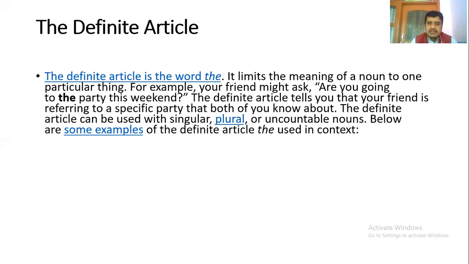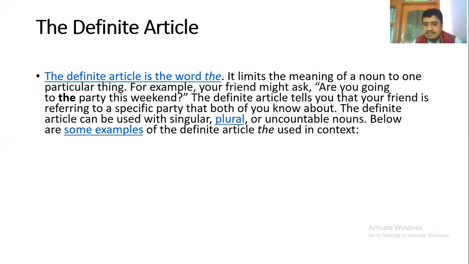For example, your friend might ask, are you going to the party this weekend? And I have bolded the definite article the. The definite article tells you that your friend is referring to a specific party that both of you know about. The definite article can be used with singular, plural, or uncountable nouns. Below are some examples of the definite article.